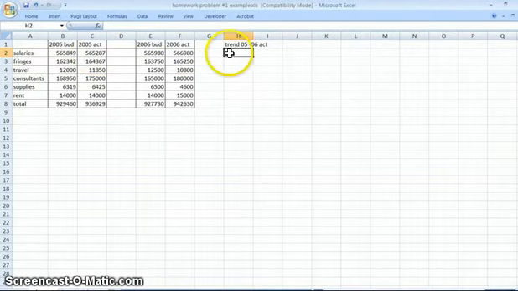Now, remember when we did variance, we calculated the difference first and put that down. We could do the same thing here, but in trend, we're not so interested in the dollar amounts as we are in the percentage change. So we're going to do it all in one step. Again, it's a formula, so we need to start with equals, and it's going to be the later year minus the earlier year divided by the earlier year.